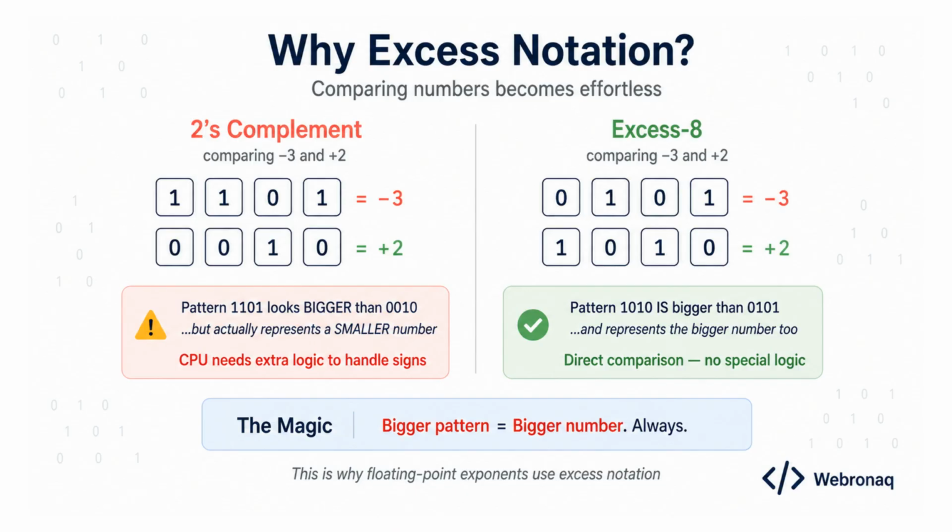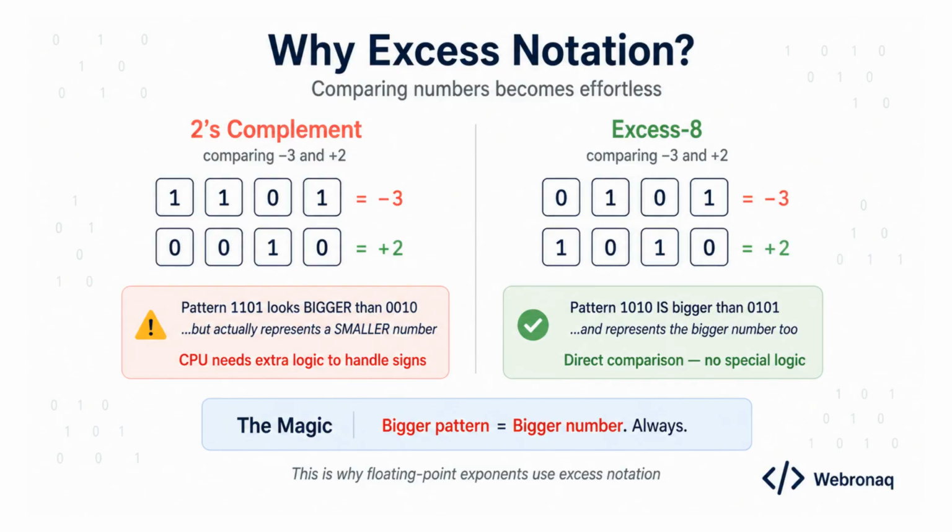When the FPU, that's the floating point unit inside your CPU, needs to compare two floating point numbers, the very first thing it does is compare their exponents. And because those exponents are stored in XS127, that comparison is just a plain bit-by-bit check. Fast, simple, no branching logic.